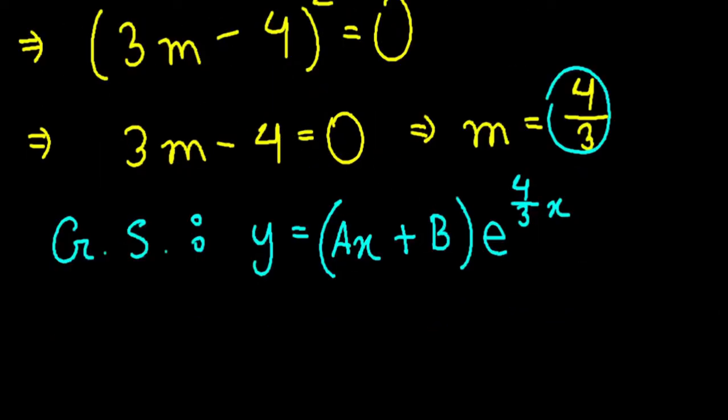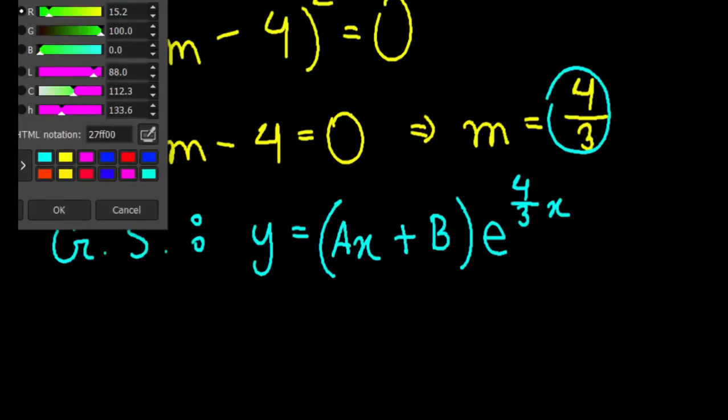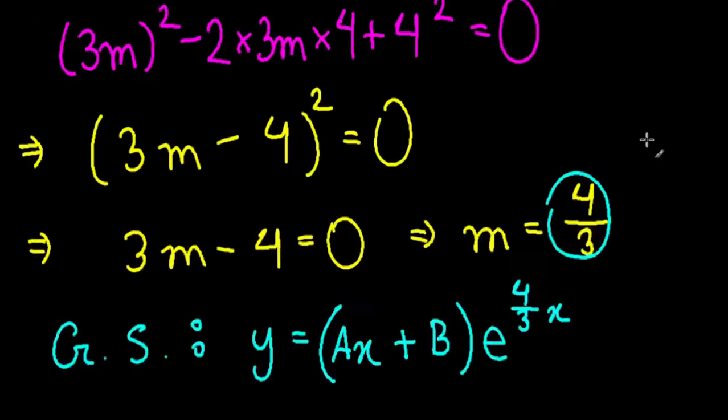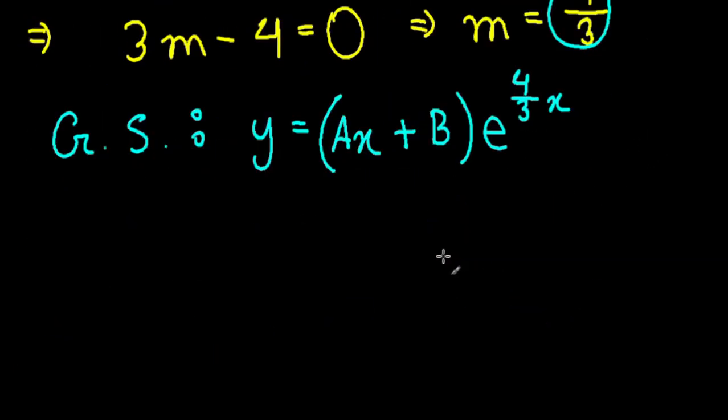All right, so this is my general solution. But now we have two initial conditions. Let's use them. The first one is when x equals 0, y is equal to 5. So if we substitute that, what we get on the left side is obviously 5. On the right side we have a multiplied by 0, that's just 0, and e to the power 0 is just 1, so we only have b multiplied by 1, so that's just b. So we already have the value of b, that's equal to 5.